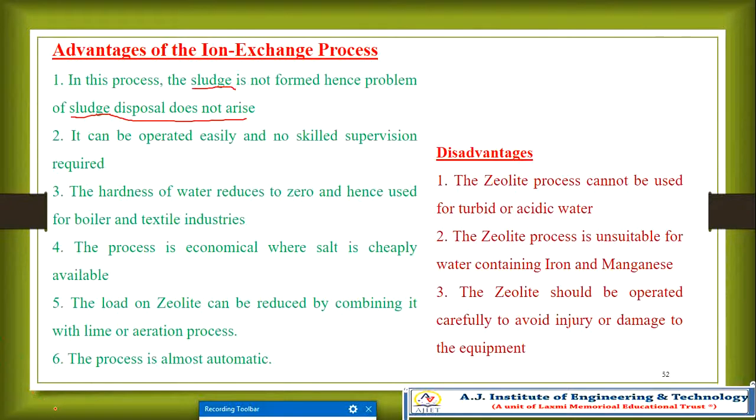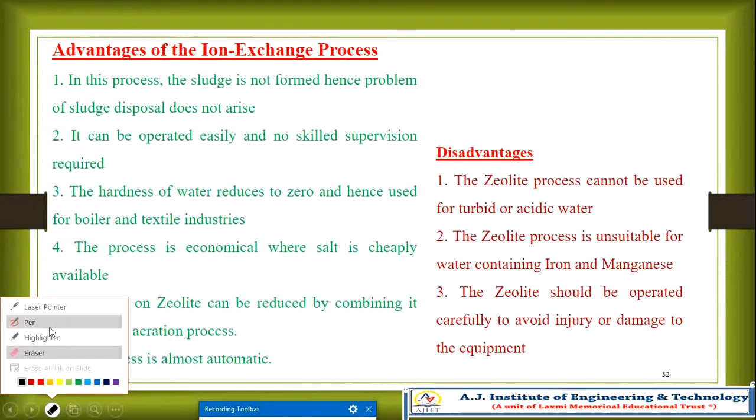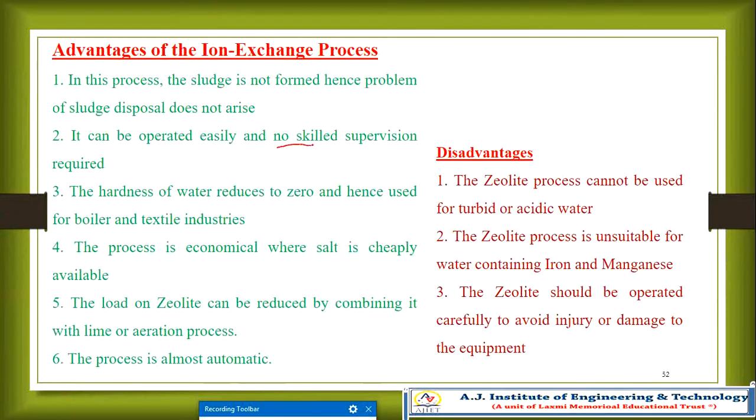Next, it can be operated easily and no skilled supervision is required. The hardness of the water is reduced to 0, hence it is used especially in boiler and textile industries, so that there is no scale formation. And the process is economical where the salt is cheaply available. Sodium is cheaply available, so the process is economical.